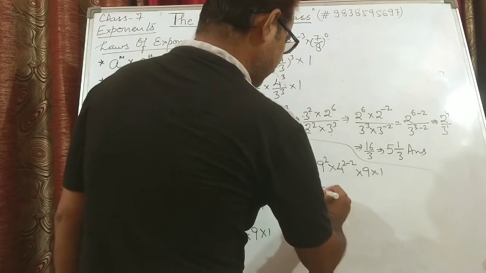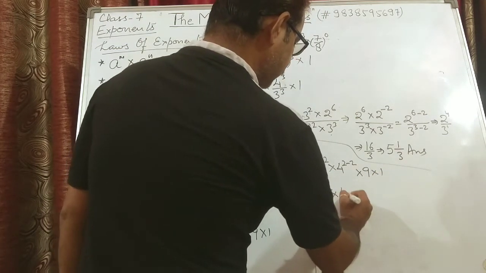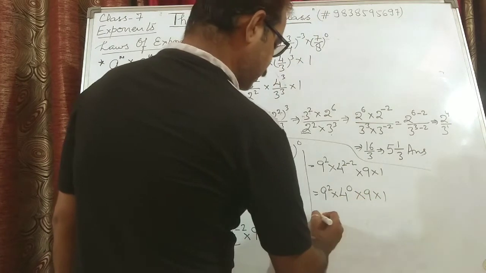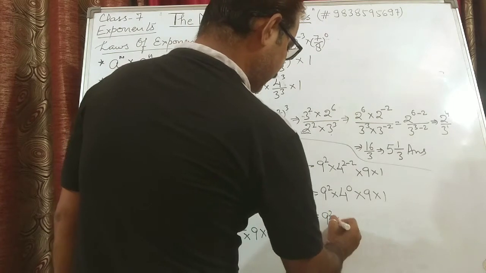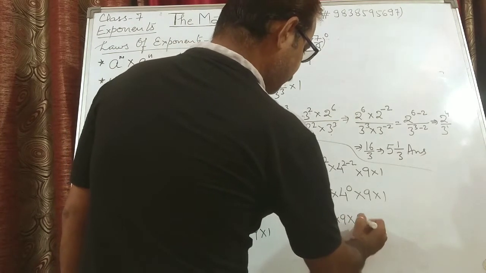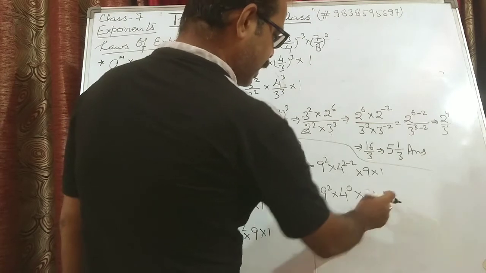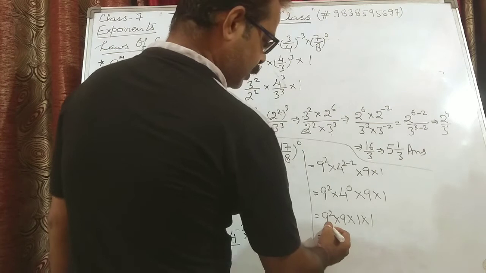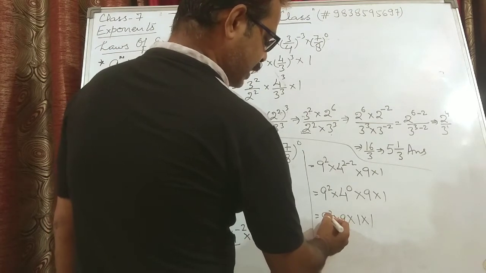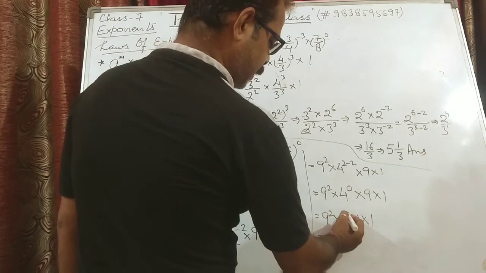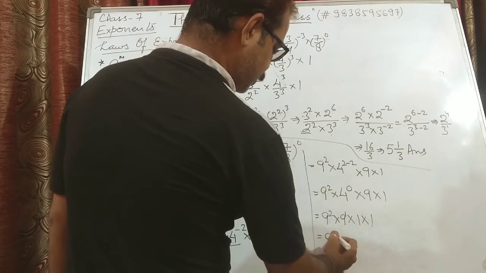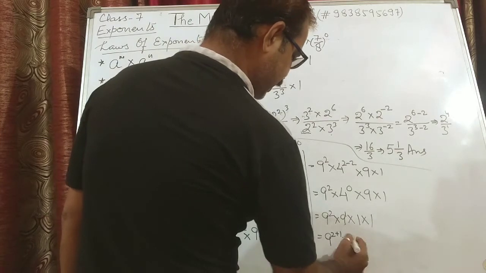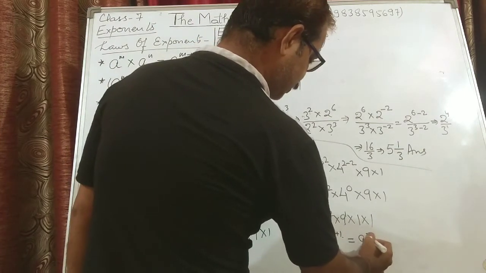Now for 9 square, 2 minus 2 will be 0, 4 to the power 0 into 9 into 1. Something to the power 0 is again 1. So this will be 9 square into 9 into 1 into 1, one for this and one for this. So this will become 9 to the power 3, because the bases are same and it is 9 square, and 9 can be written as 9 to the power 1. So 9 to the power 2 plus 1 into 1, either you write or you don't write, it hardly matters. It becomes 9 to the power 3.